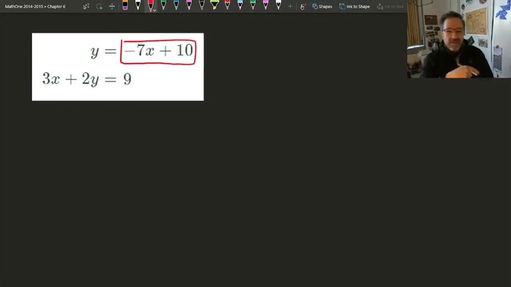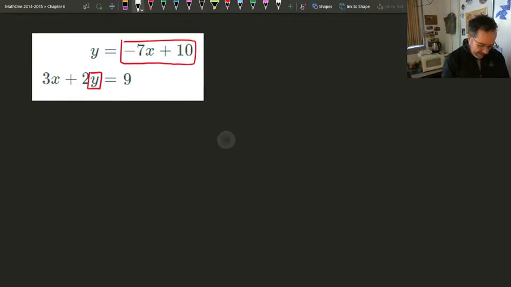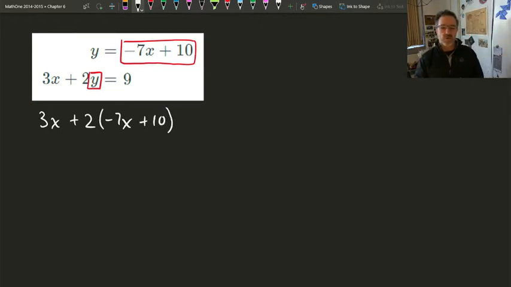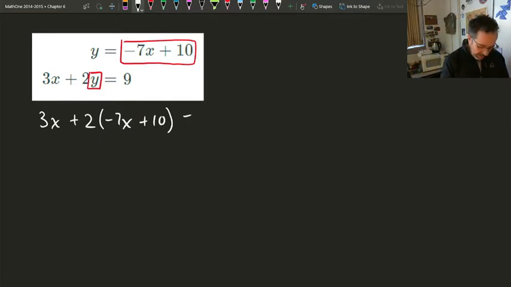So I'm going to solve this equation by using substitution. I'm going to replace y in the second equation with this thing that's y from the first equation. So here's the act of substitution. That second equation is going to become 3 times x plus 2 times y. But y is a binomial. Y is negative 7x plus 10. So we're definitely going to want to distribute that 2 to simplify that. But then on the other side, it equals 9.